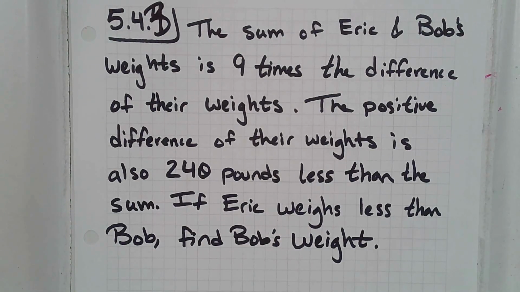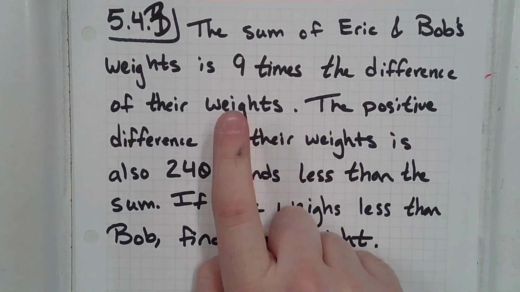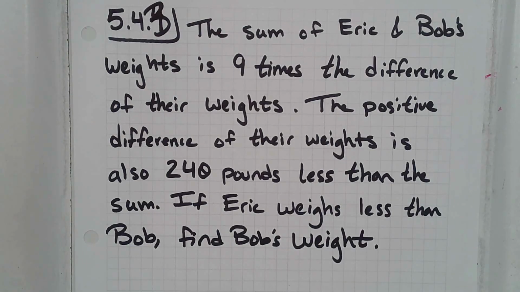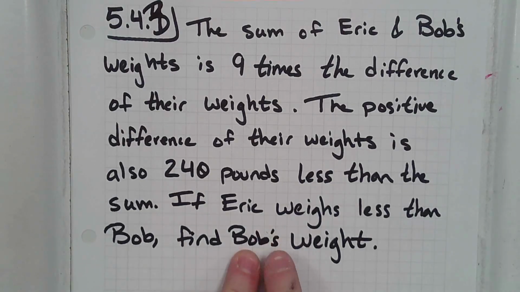All right, word problems and linear systems. It says the sum of Eric and Bob's weights is 9 times the difference of their weights. So I'm going to stop right there. What we want to find are Eric and Bob's weights, or at least Bob's. In order to find Bob's, we're going to have to write down some variables.